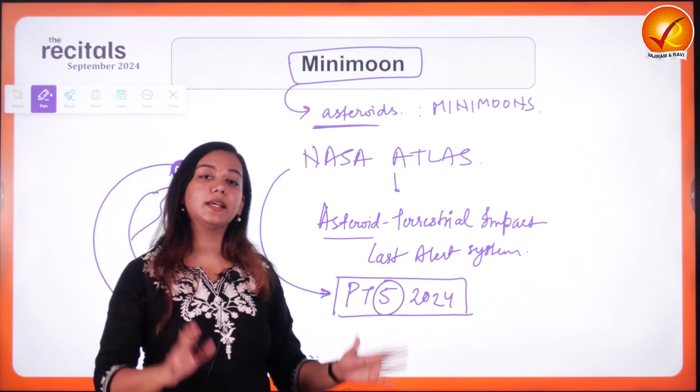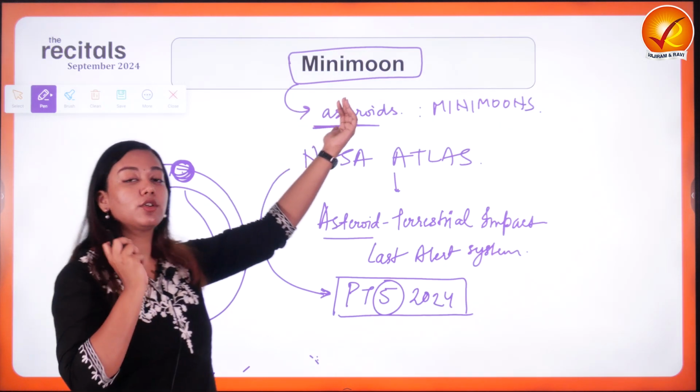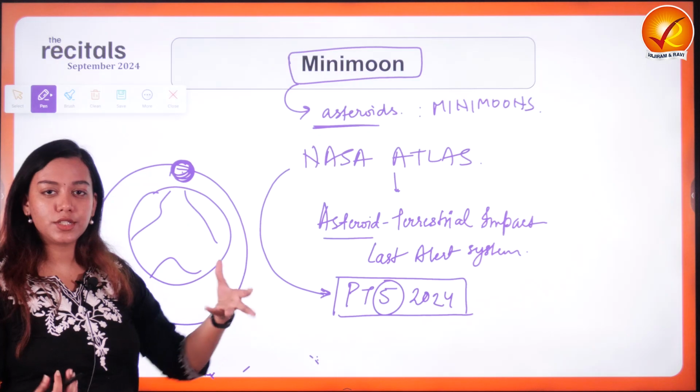We only have a single captured satellite, that is the Moon. Of course, they are known as mini moons because they are not of comparable size with regards to the Moon. They are in fact much smaller than the Moon, so they are just asteroids.